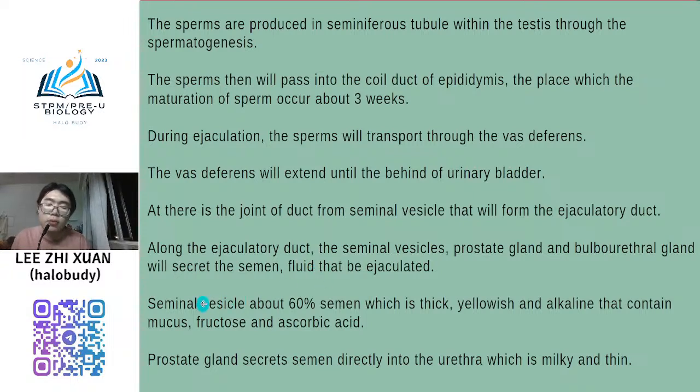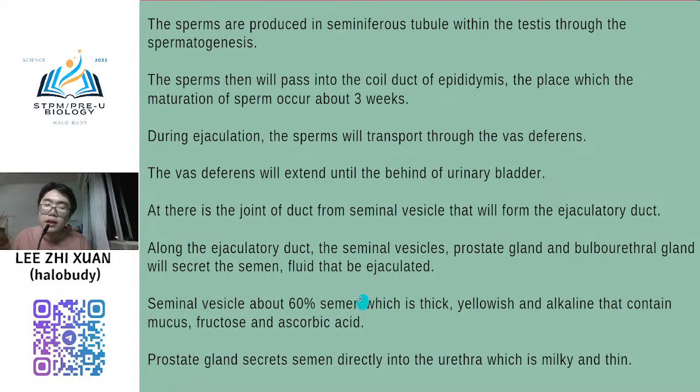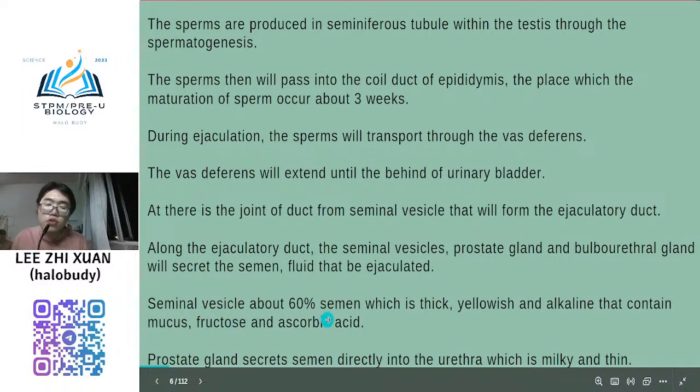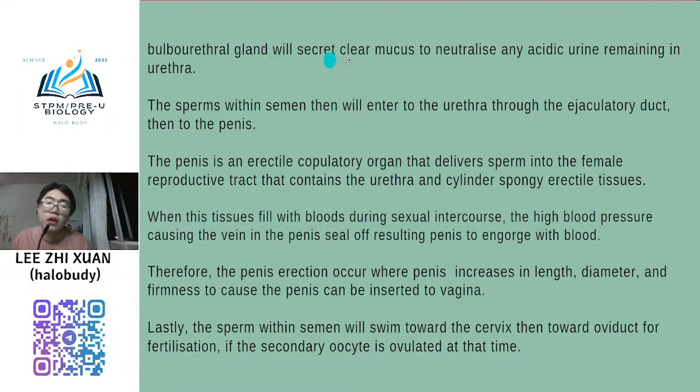The main function of the seminal vesicle is to secrete the semen. Normally the semen is yellow in color, alkaline, and contains mucus, fructose, and also acidic compound. The prostate gland can also secrete semen directly into the urethra, which is milky and thin. So both of them secrete semen, but the components are different. Another gland also secretes clear mucus to neutralize any acidic urine remaining in the urethra.